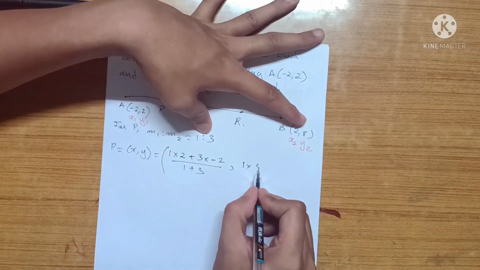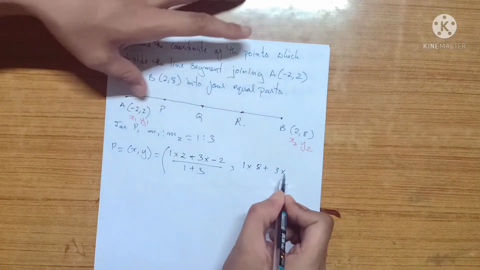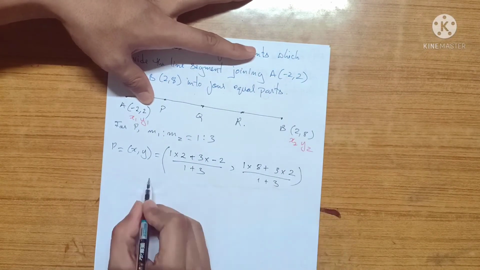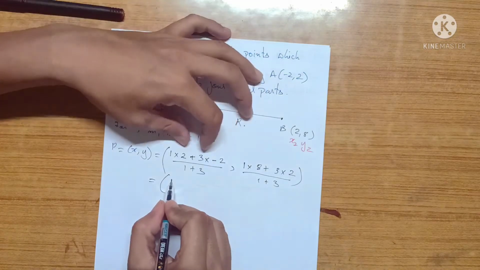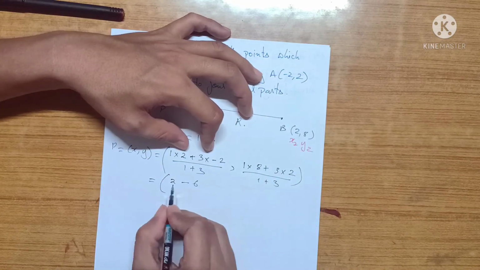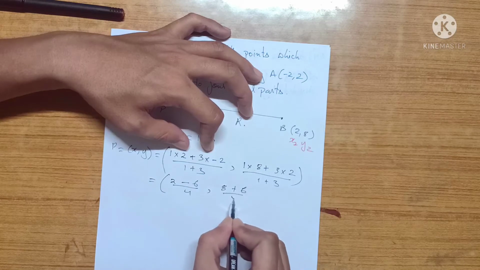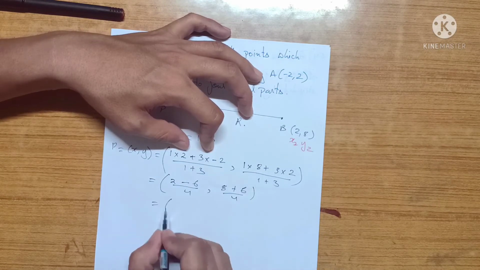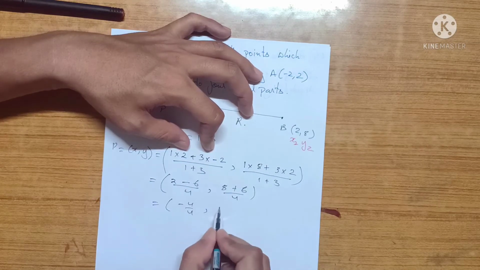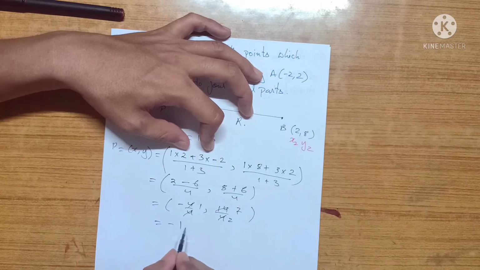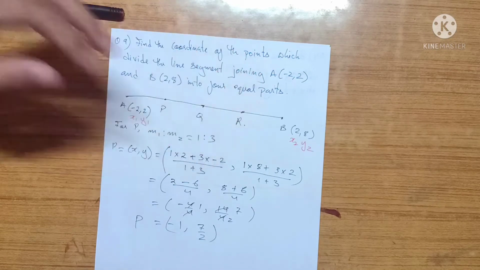1 into y2 which is 8, plus 3 into y1 which is 2, by 1 plus 3. That equals 2 minus 6 by 4, and 8 plus 6 by 4. So we will get something like minus 4 by 4 and then 14 by 4. We can cut this, we can cut this. So we'll get minus 1, 7 by 2 as point P.